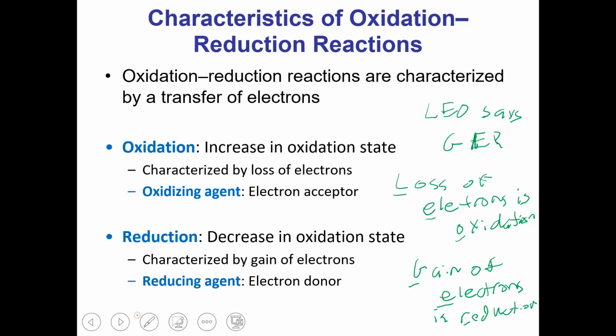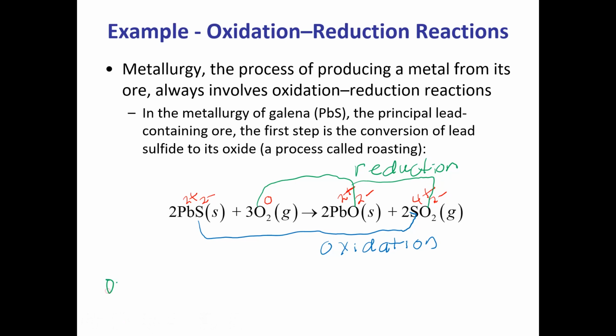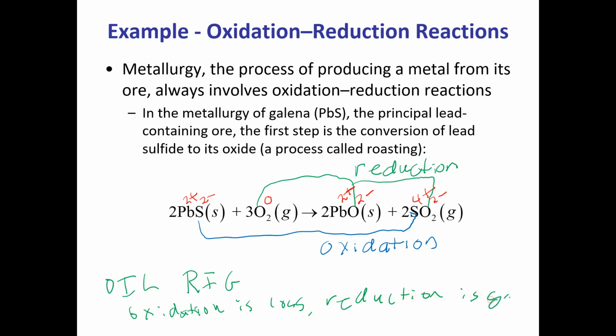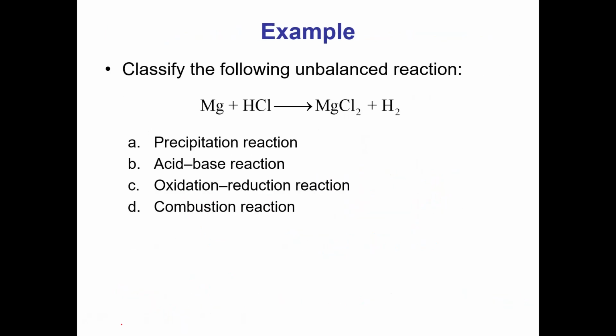Another one that we use sometimes is OIL RIG, which is oxidation is loss, reduction is gain. So those are a couple of mnemonics you can use to help you remember the definitions for oxidation and reduction. So we are going to stop here and we will get some more practice with all of these types of reactions in class.